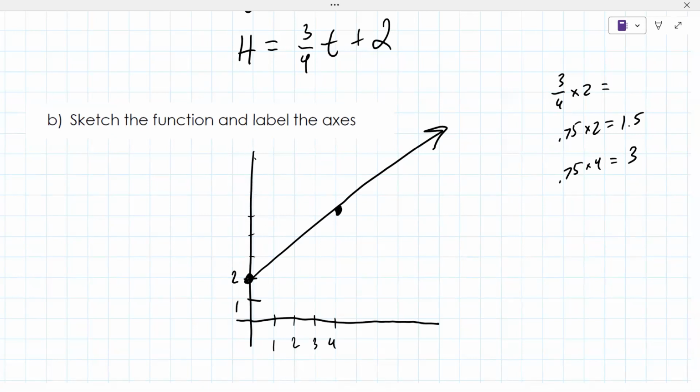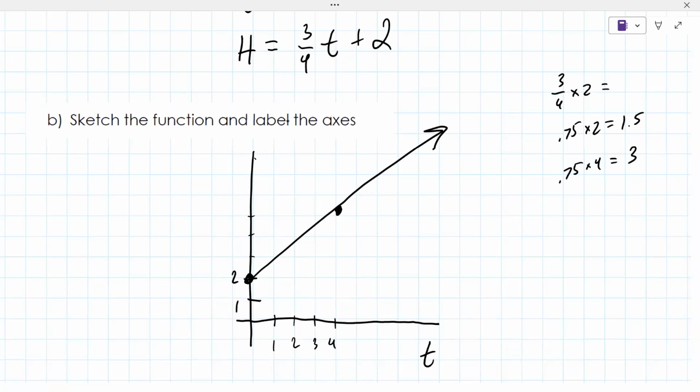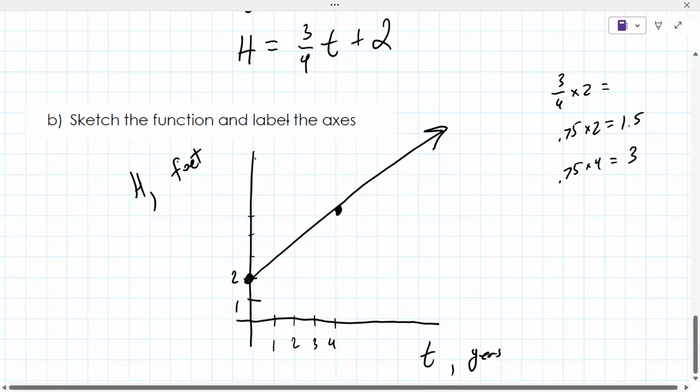Are you allowed to use like Desmos to graph these things, or did that all be done by hand? It's by hand. Okay. Well, yeah, then you gotta be super neat. And then the y-axis would be the height, but you gotta give units of measure, so that's in feet. And then the time is in years.